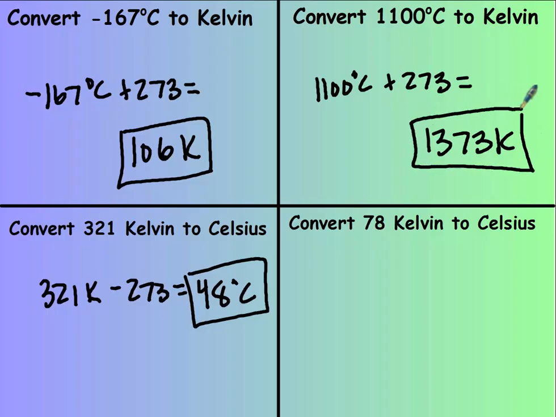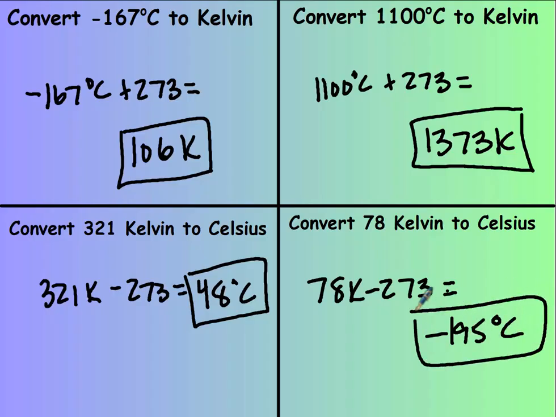So you should have got 1373 Kelvin and negative 195 degrees Celsius. Make sure that you're showing work for those temperature conversions.